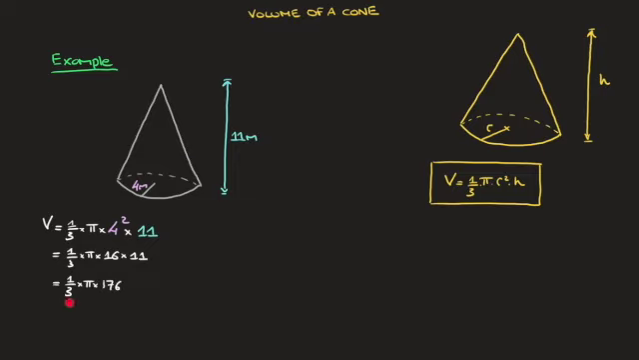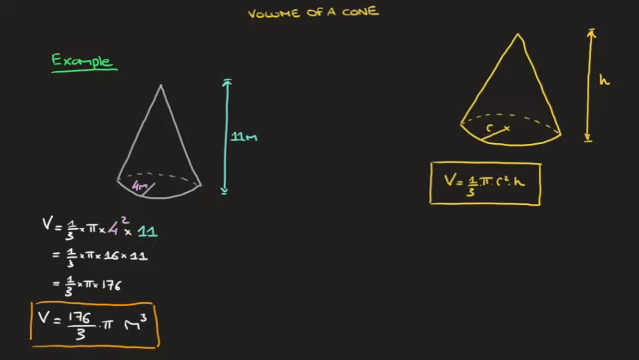Next, multiplying 1/3 by 176, we can write that the volume is equal to 176/3 times pi. And we'd write the units cubic meters, or meters cubed. And if we don't have access to a calculator, we could leave this as our final answer. And we could state that this cone's volume is 176/3 of pi cubic meters.